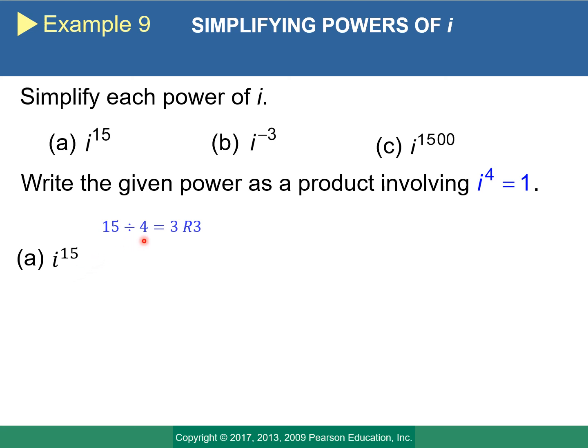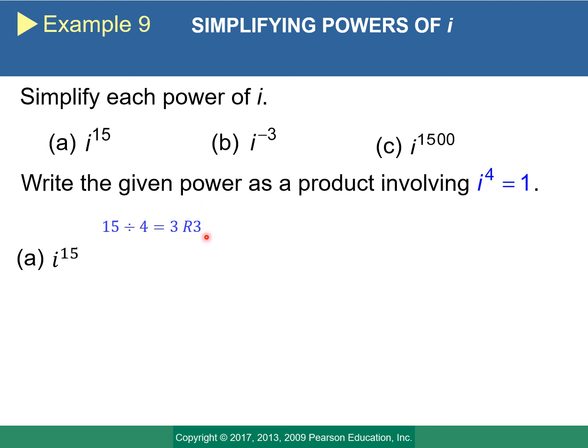15 is not that hard to deal with, but maybe if it was like letter C, 1,500, that's a lot larger number. So divide your power by 4, and then notice what you get. The answer is 3, remainder 3. 4 goes into 15 evenly 3 times, but then there's 3 left over. If you want to think of it, 4 times 3 is 12, and then 13, 14, 15, 3 more will get you to 15.